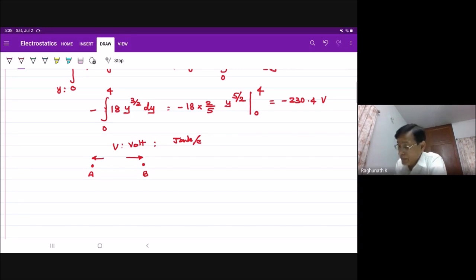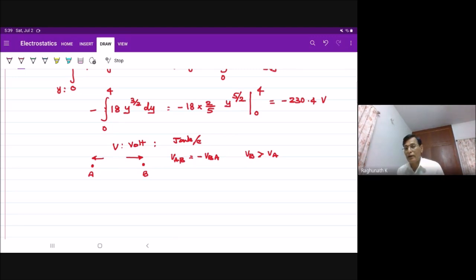Volt such that VAB is equal to minus VBA, and VB is greater than VA. Potential difference is VB minus VA. VBA is positive, VAB is negative, because of which VAB is minus of VBA. Please check.